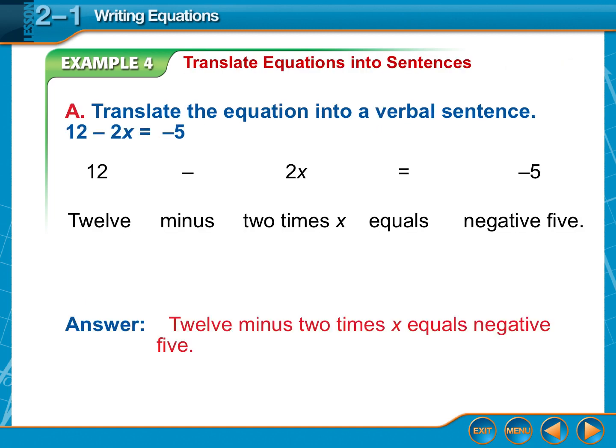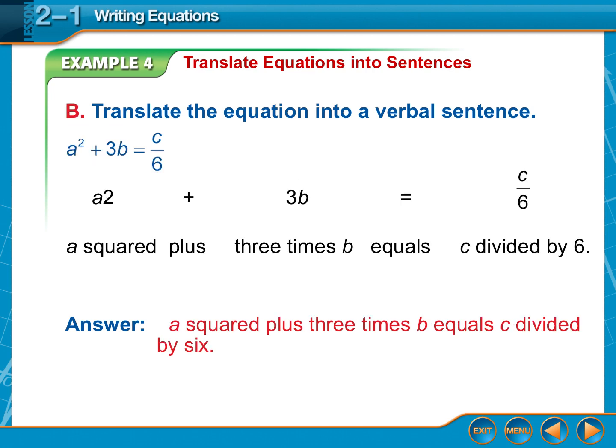Okay, now we are working backwards. Instead of writing it out as an equation, we're going to write it back into words. So all you got to do is just read out loud and write down what you are saying. So someone read that for me. 12 minus 2 times x equals -5. Yep, and exactly what he said, that is what you write down. So how you read a problem is what the words are when you write it down.